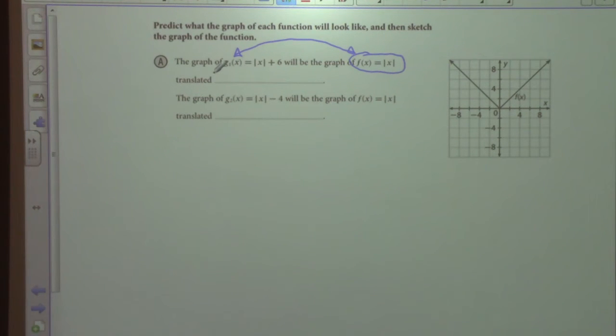All right, so this one here is going to be this one translated which way? Up 6 units, right? And then this one here, the minus 4, is going to be translated down 4 units.